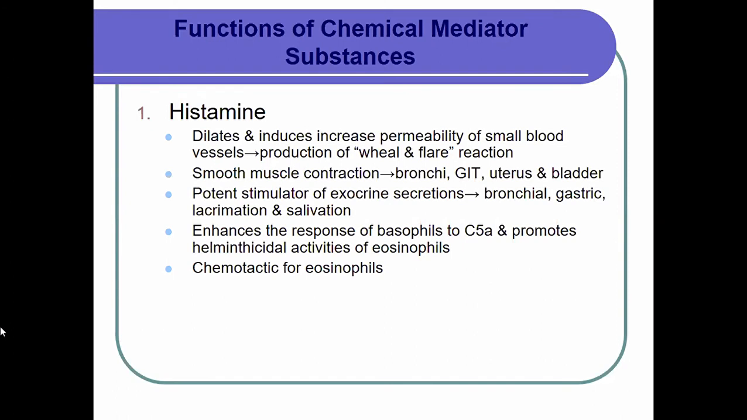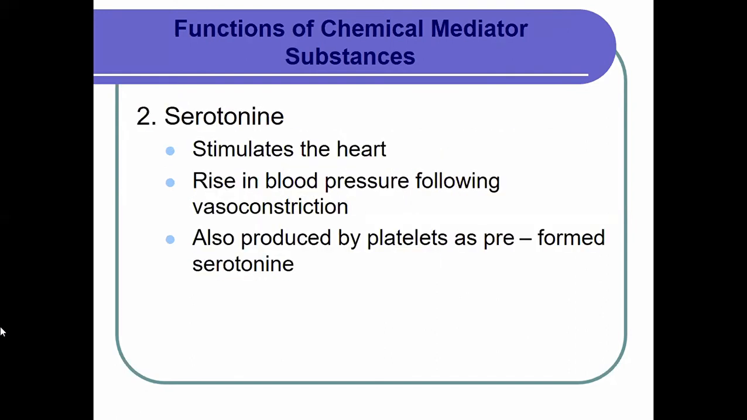So it enhances the response of basophils to complement component C5a and promotes helminthicidal activities of eosinophils. Also, histamine is chemotactic for eosinophils, adding more injury because of the degranulation of your eosinophils. Next, we have serotonin. It has an activity in your heart by stimulating the heart, causing a rise in your blood pressure. And please take note that serotonin can also be produced by the platelets.